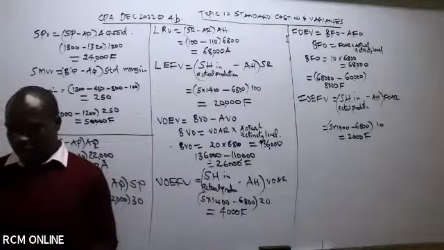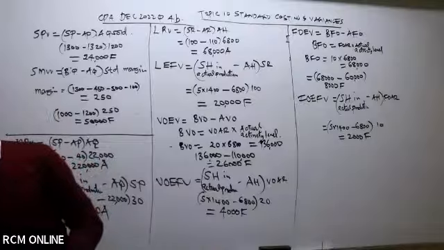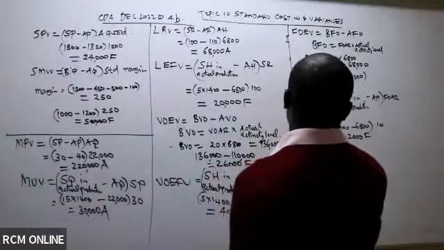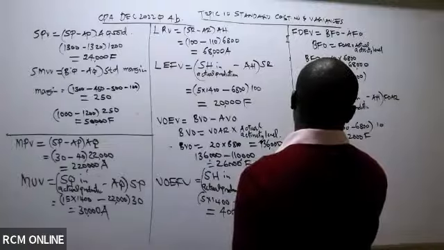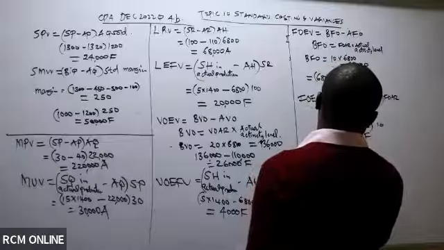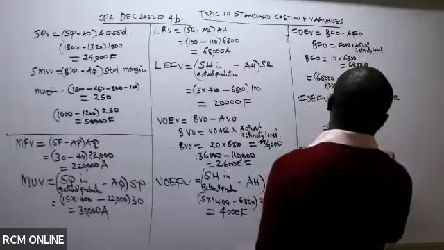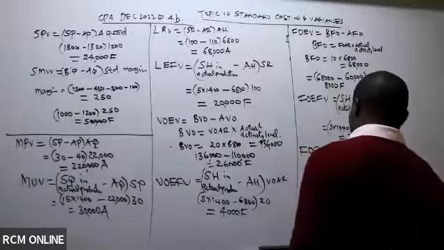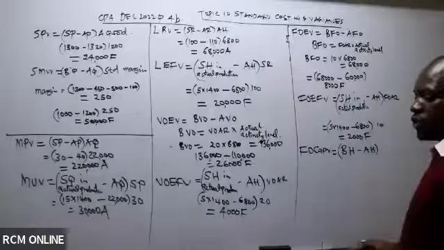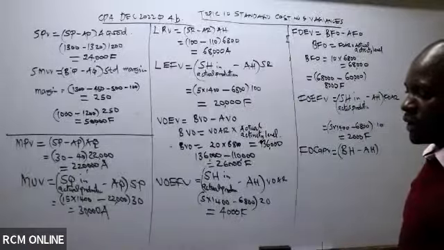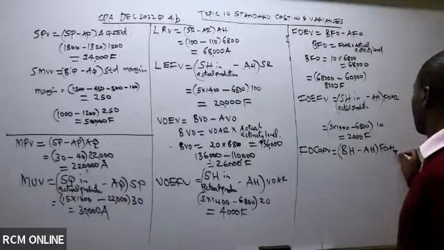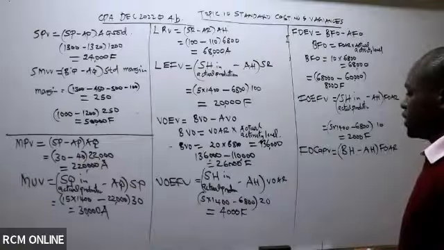Fixed overhead capacity variance is equal to budgeted hours minus actual hours. Budgeted hours minus actual hours, then you multiply by fixed what? You multiply by fixed overhead absorption rate. Very simple.